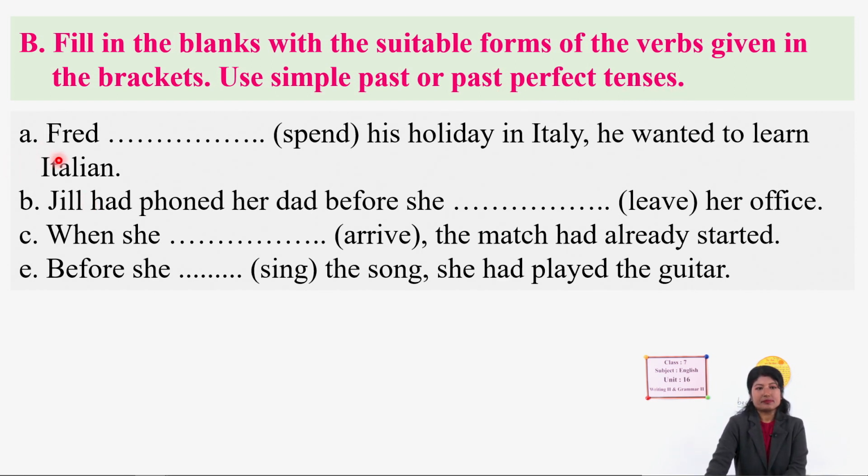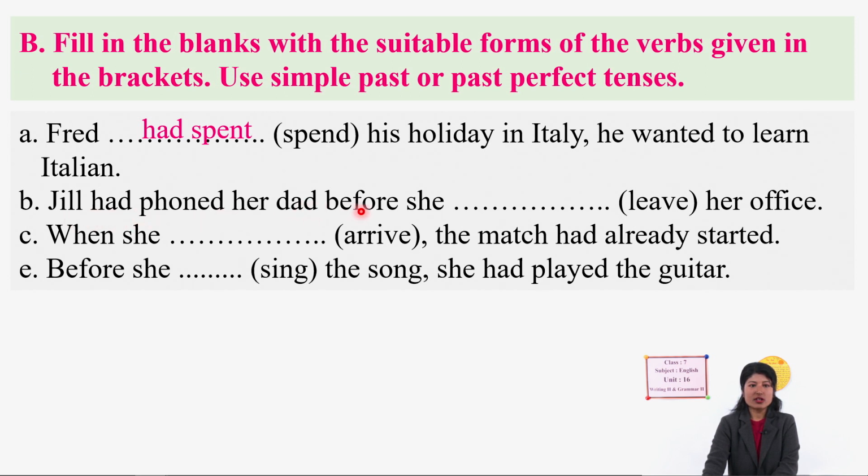Number A. Fred had spent his holiday in Italy. He wanted to learn Italian. So, what would be here? What is the past form of spend? Spent. Right? But here we need the participle form. Spent also. Spent, spent, spent. We say had spent. Had spent is the answer. Okay, here we need the participle form because the past form is already here, right? This event already passed.